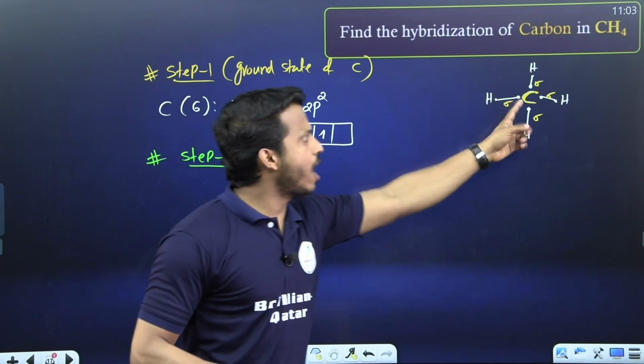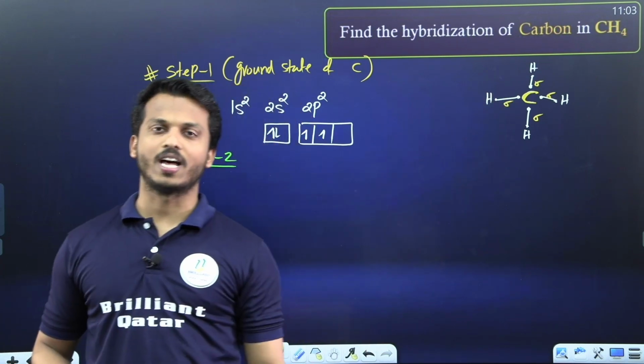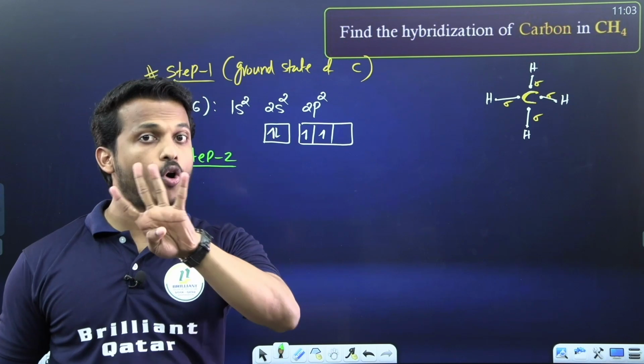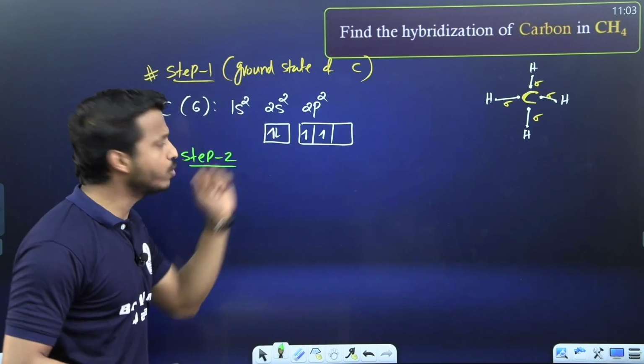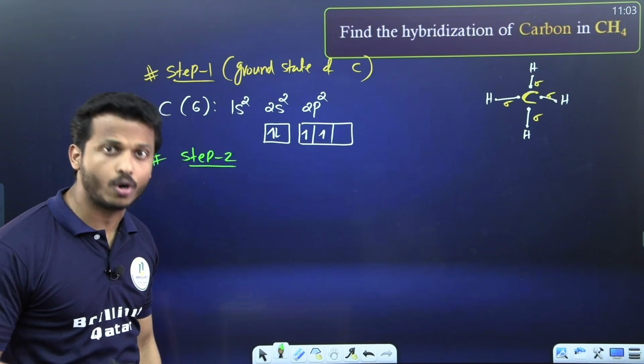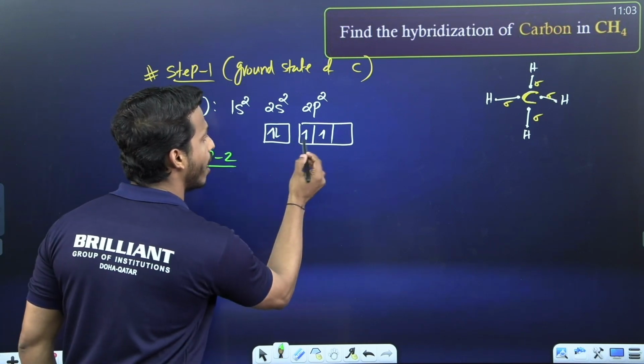Okay. Carbon, in total how many bonds are there? In total there are 4 bonds. 4 bonds means 4 unpaired electrons should be there. In the ground state, do you have 4 unpaired electrons? No, you have only 2 unpaired electrons.